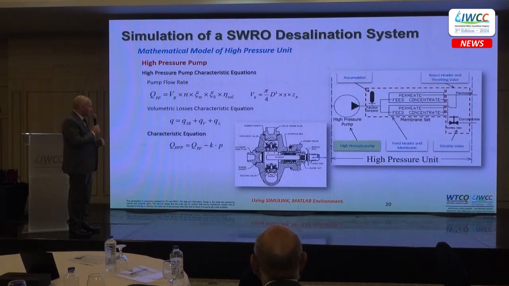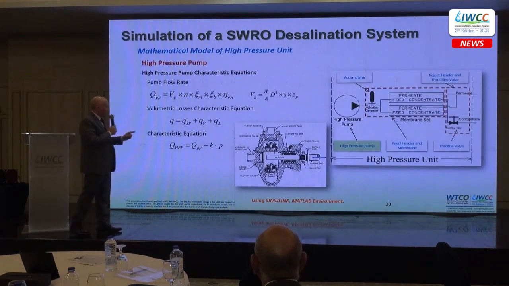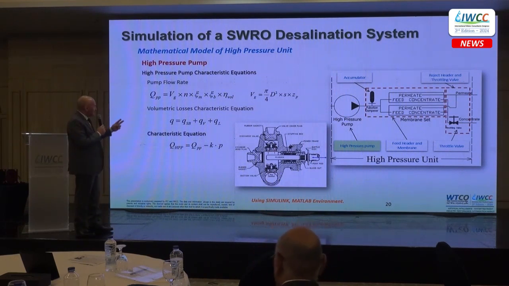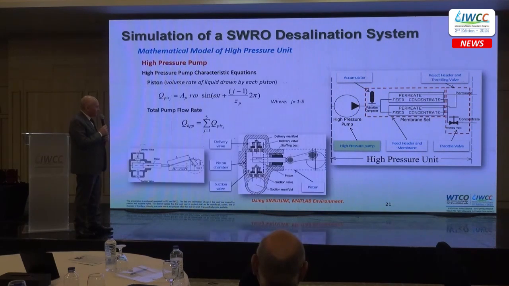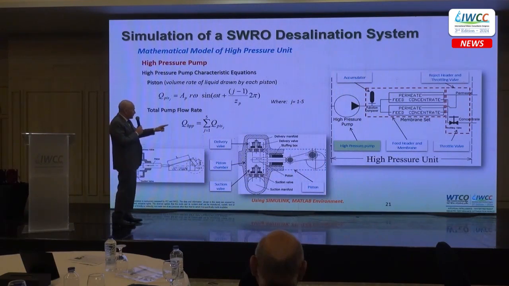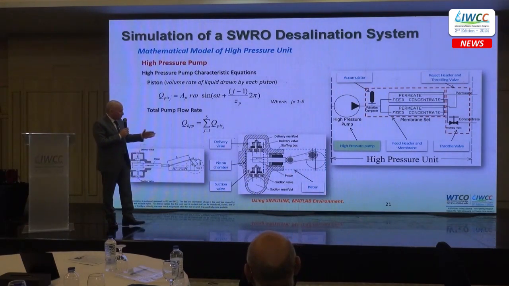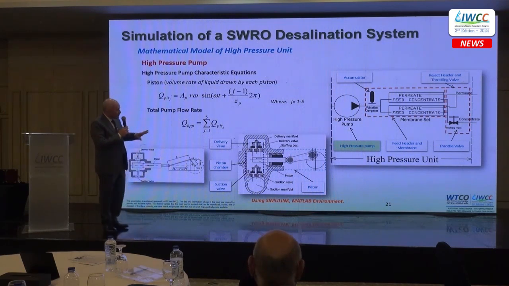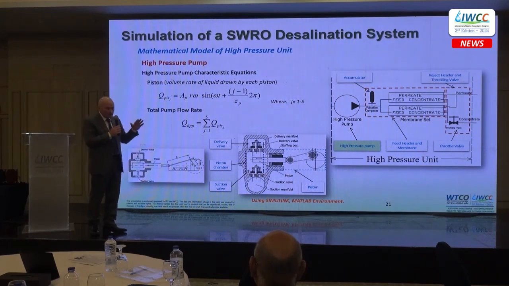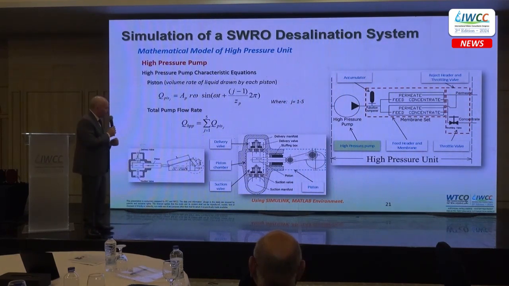And here in our case, we have a high pressure pump of the reciprocating type, a positive displacement pump. These are the characteristic equations, the volumetric velocities, and so on. Then we go deeply into each part of the pump: the delivery valve, the suction valve, the piston chamber, the piston itself, because the motion is totally different from the centrifugal pump. We have a centrifugal pump as the booster pump, so we have two different types of pump in this case.